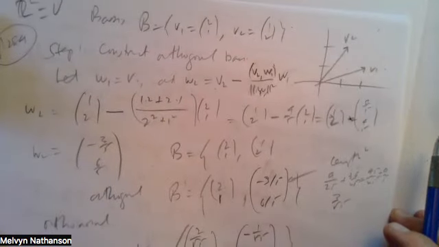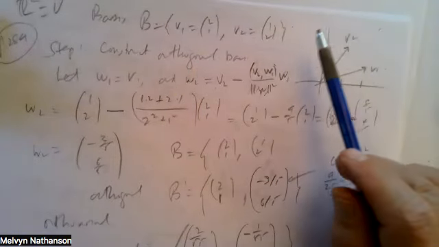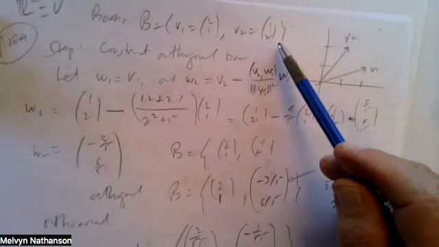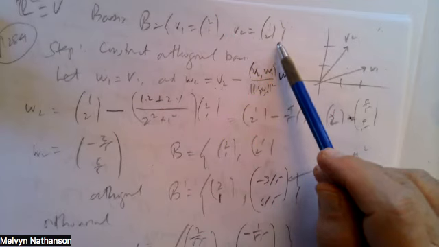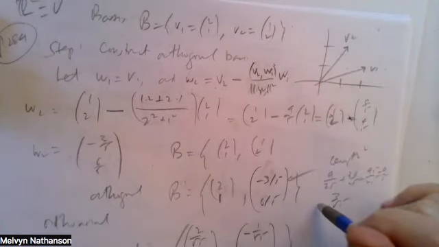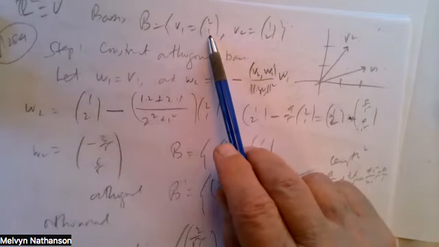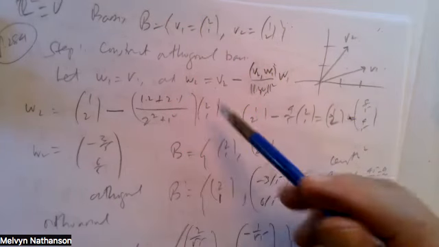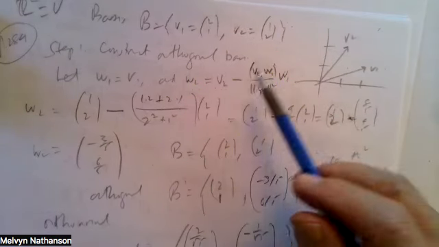So let me just go through this again, because this is a basic calculation that you need to know. I start with the vectors 2, 1, and 1, 2. I want to construct an orthonormal basis from this. First, I construct an orthogonal basis where the vectors are perpendicular. These two vectors are not perpendicular. And then I divide each vector by its length to get an orthonormal basis. So my first vector, W1, I always pick to be the first vector, V1. I don't change that.